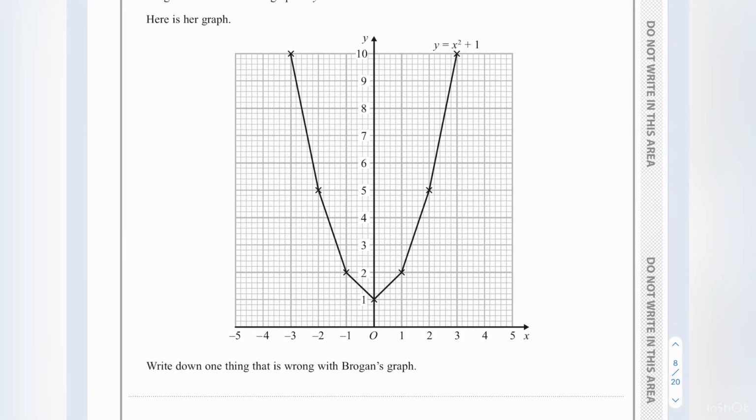So our next question, one thing which is incorrect with her graph, well, she hasn't used a smooth curve. She's joined these up with a straight line, and we know quadratics are joined up with a smooth curve.